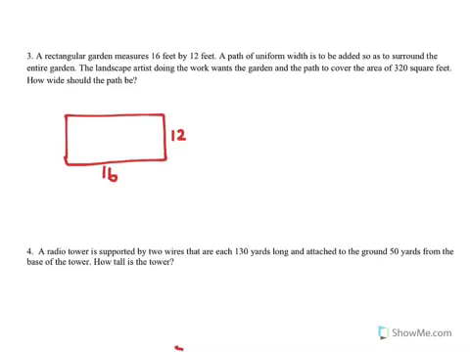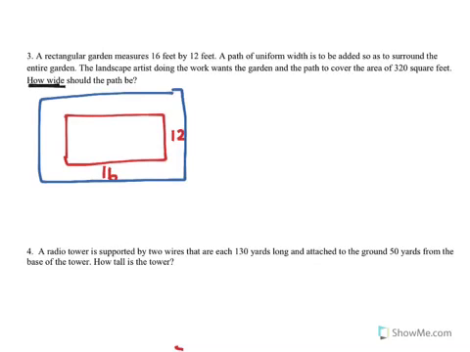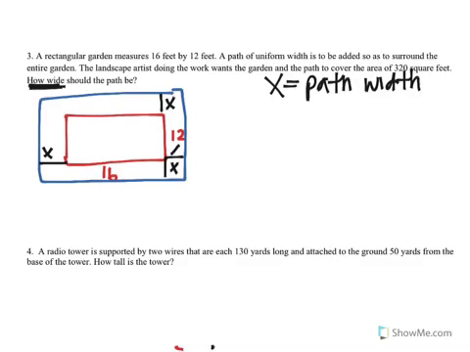A path of uniform width is to be added to surround the entire garden. So I'm going to make a little path. And it tells me that the path has uniform width, but I don't know how wide it is. So that's going to be my X, okay? So on my picture, this is X, and this is X, and this is X, and this is X.